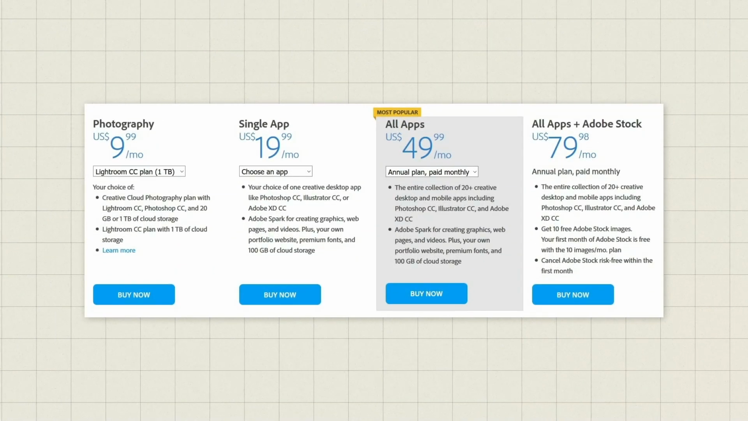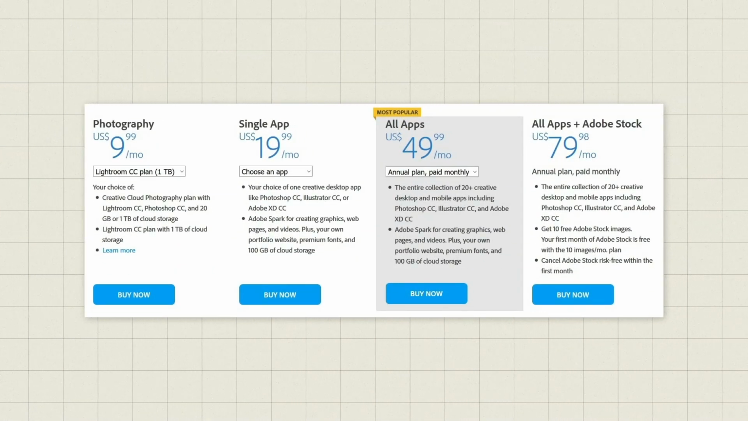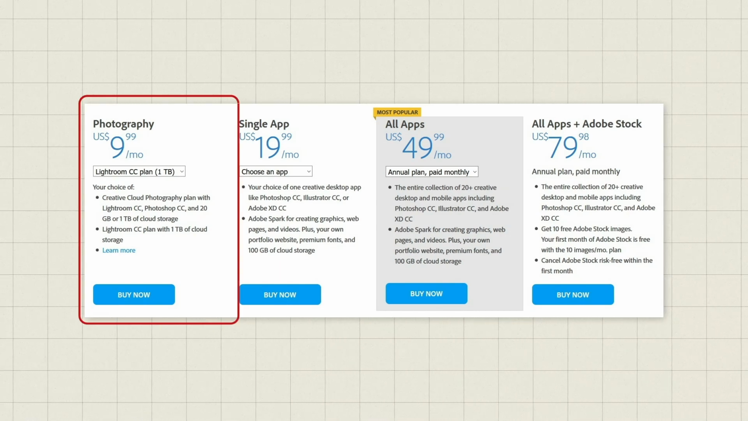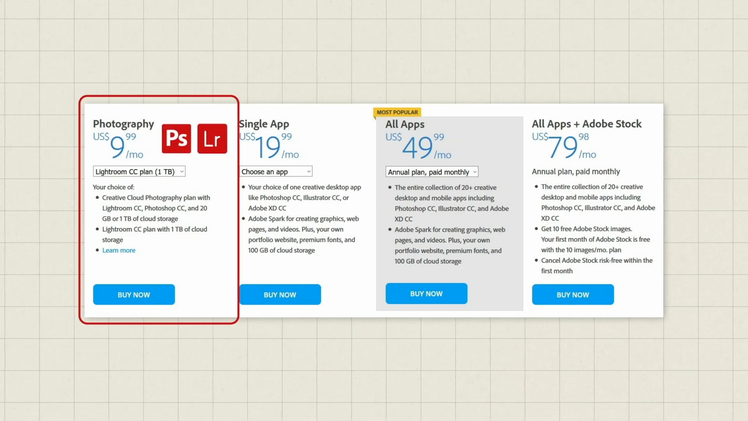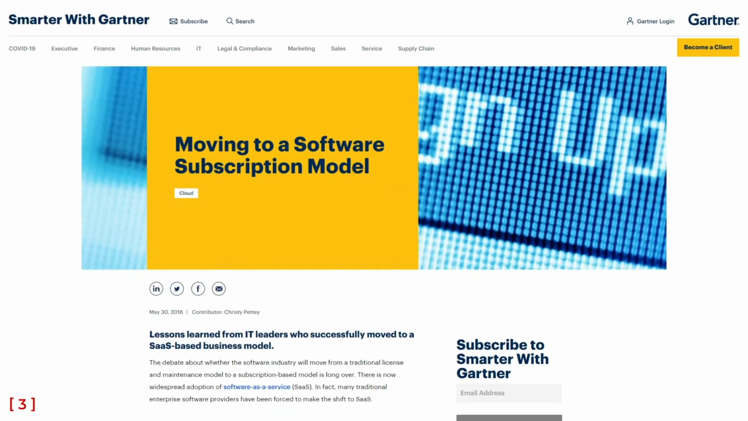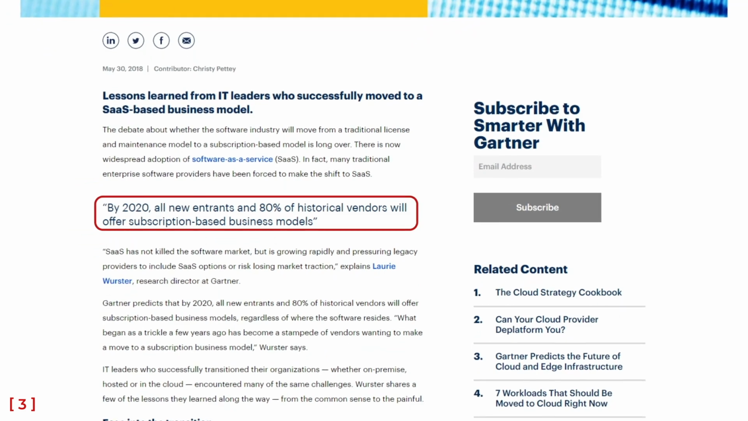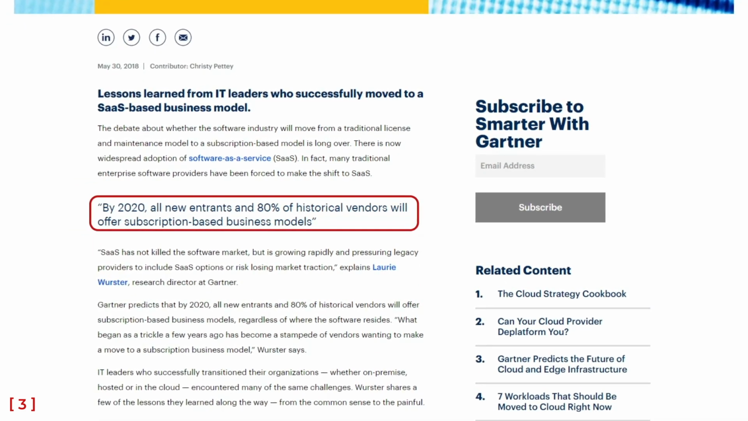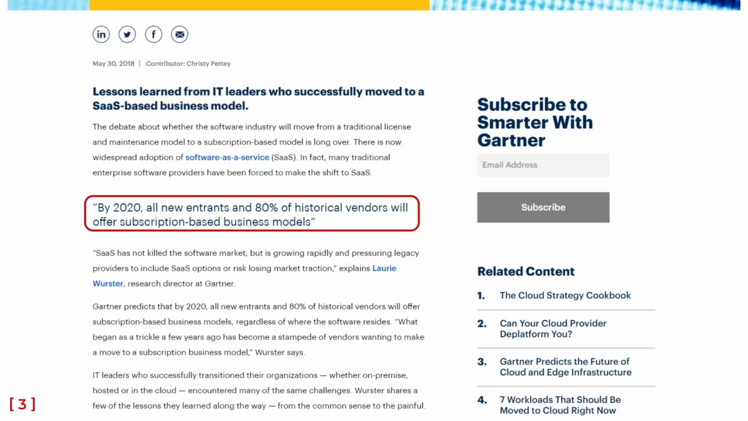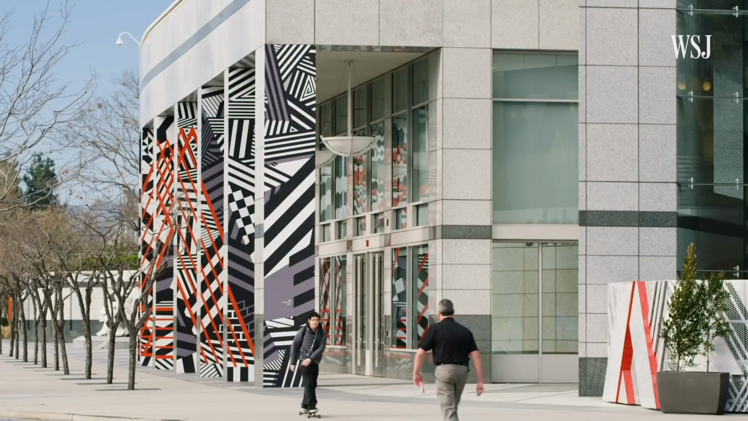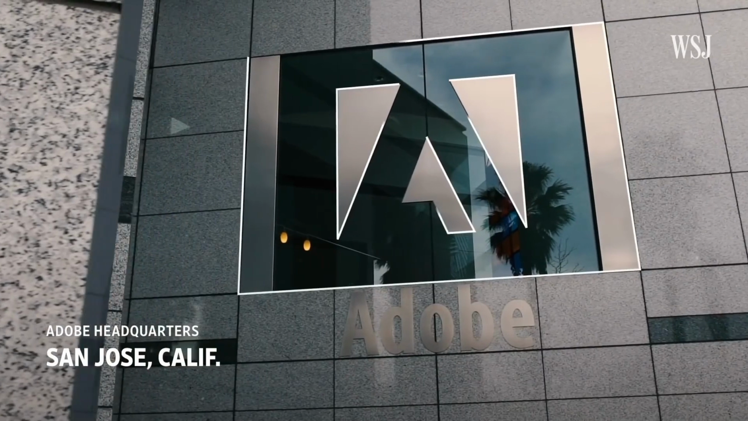What's more, you could be flexible with your revenue strategies and experiment with different pricing tiers. For example, Adobe rolled out a separate, cheaper plan for photographers who only needed two products. In 2018, Gartner estimated that all new software products entering the market and 80% of older vendors would have a subscription-based model by 2020. Although it's unclear if we're there yet, the model's popularity hasn't subsided.